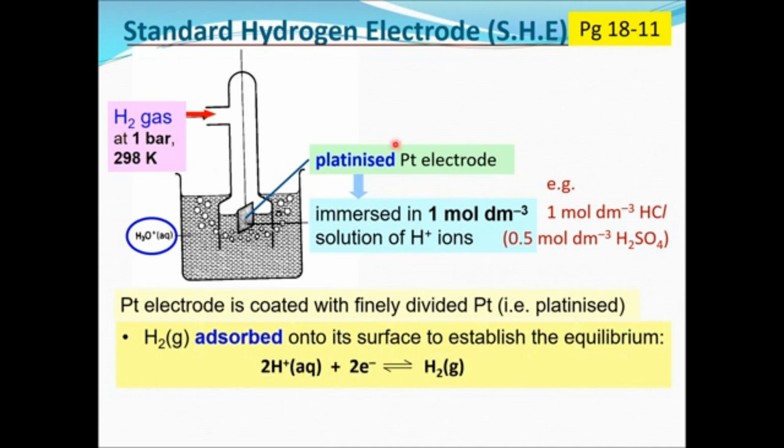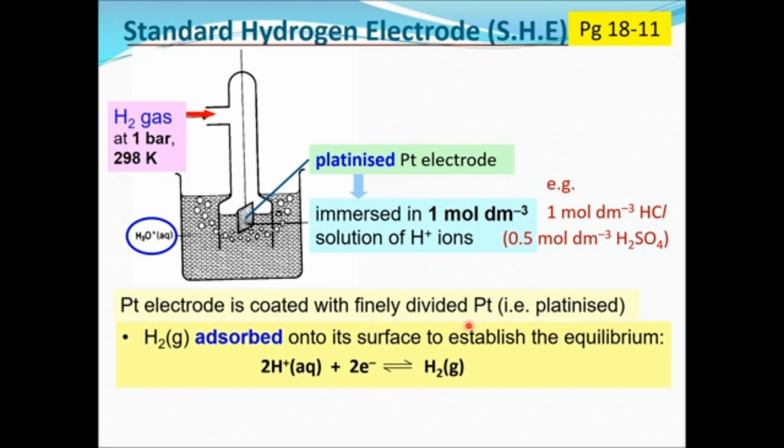The platinum itself is a bit special. So this is the case of, you have ions, you have gas, you still need a conducting electrode, right, for the electrons to move. So we use a platinum electrode. But in this case, we have to state very clearly, and A-level has tested that before as well. It's a platinized platinum electrode.